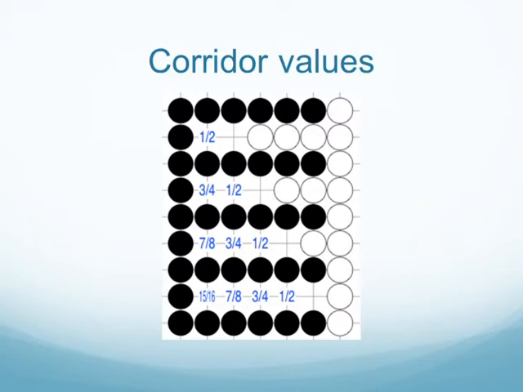Then if we look at the next corridor, we see that there's a 3/4 chance that black will be able to prevent white from making both plays in the corridor. 1/4 chance that white will get both plays in. So the value at the end of the corridor is 3/4. The value in front of that is 1/2. And as we see, this pattern repeats regularly for every one of the corridors and gives the correct value for the corridor as a whole.